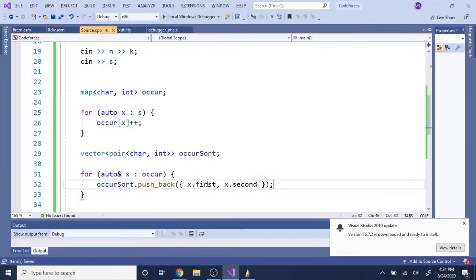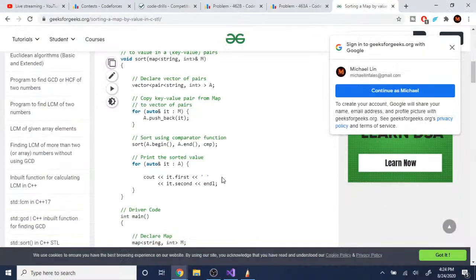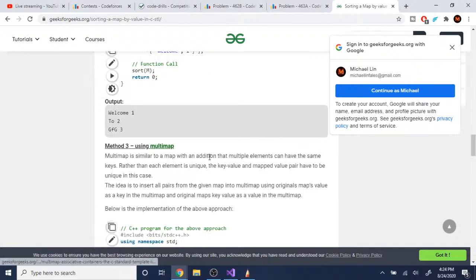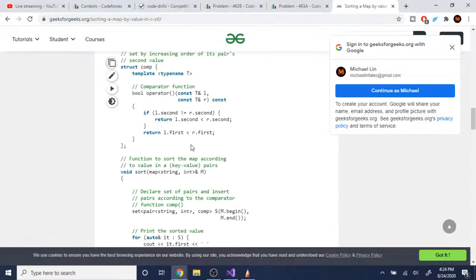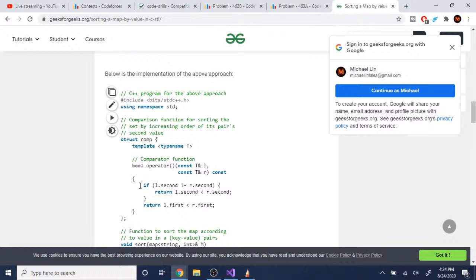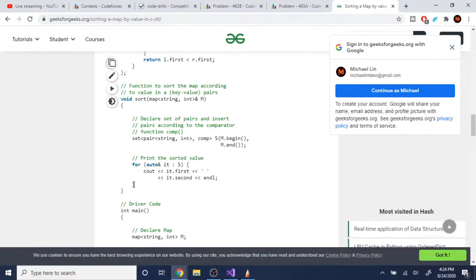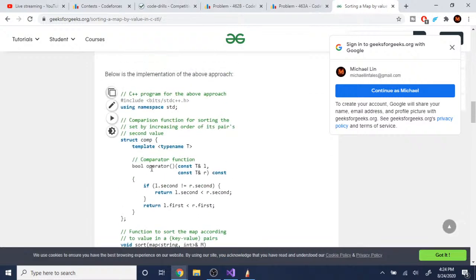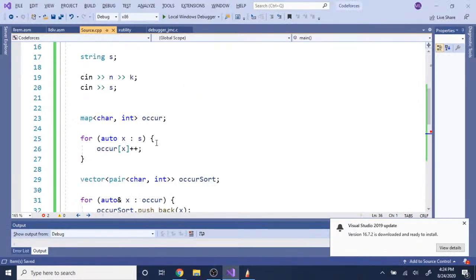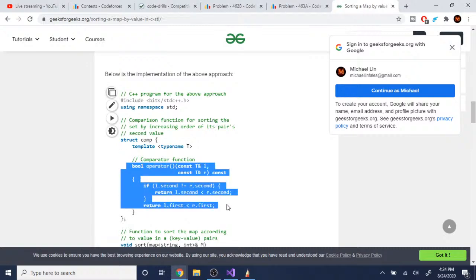Oh wait, actually we could just do x. We didn't have to do that. Okay, whatever. Now we have that. We have to sort it using a comparator, so let's do that. So sort, and then we need to create a Boolean function for the comparator. They're using templates here. I don't want to do that. I'll just create a Boolean, I'll just copy this.